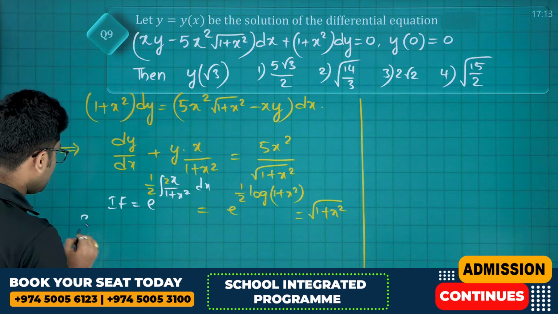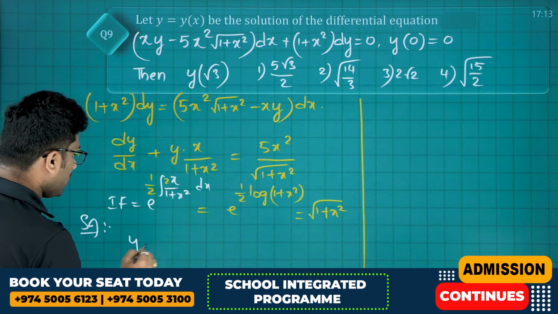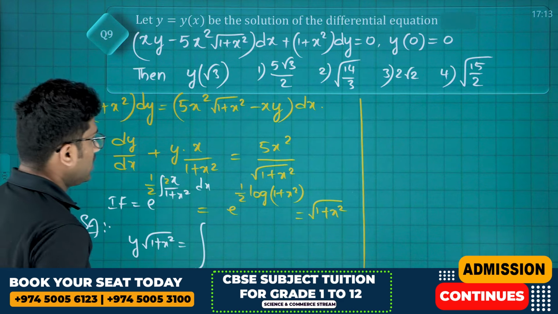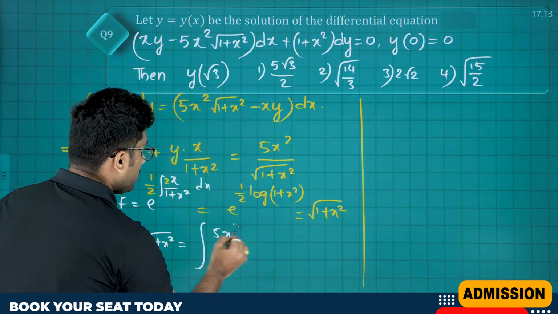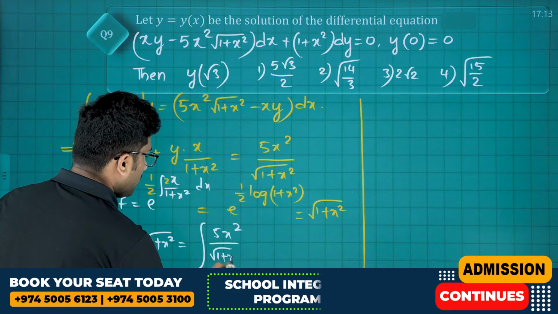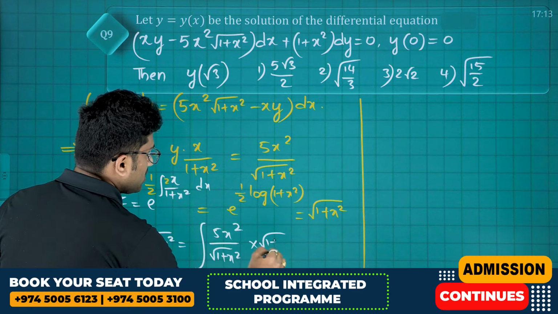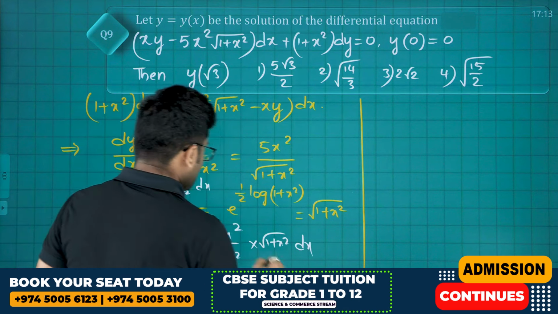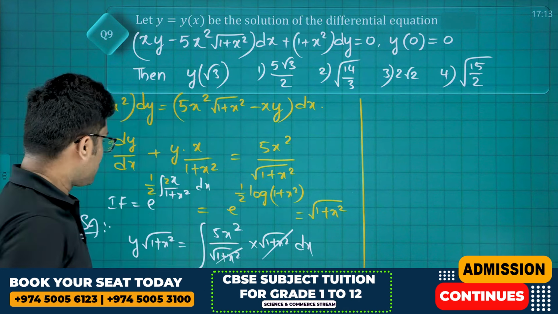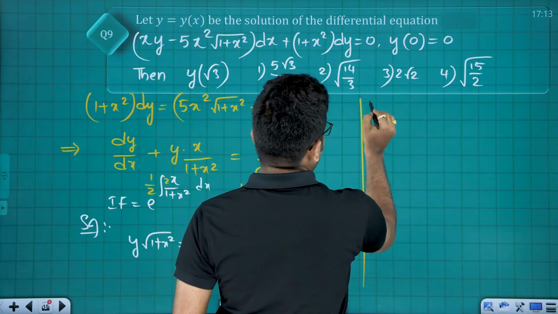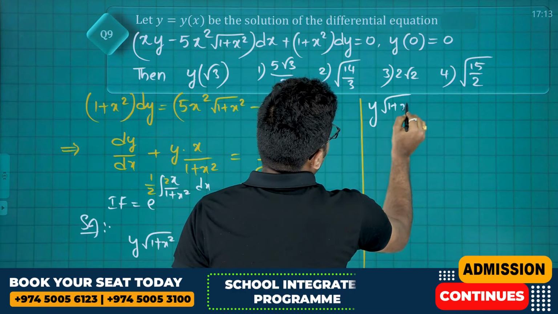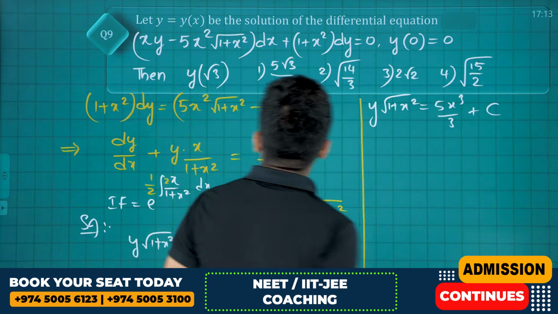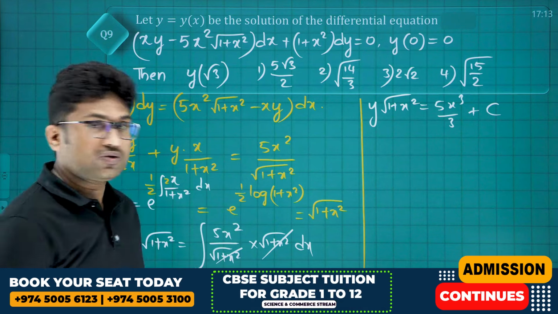Solution is now y into IF, that is y into root over 1 plus x square is equals to integral Q, 5x square divided by root over 1 plus x square, into root over 1 plus x square dx. So root 1 plus x square gets cancelled. Therefore solution is finally y into under root 1 plus x square is equals to 5 times x cube by 3 plus c. To get this c, they have given y of 0 is 0.